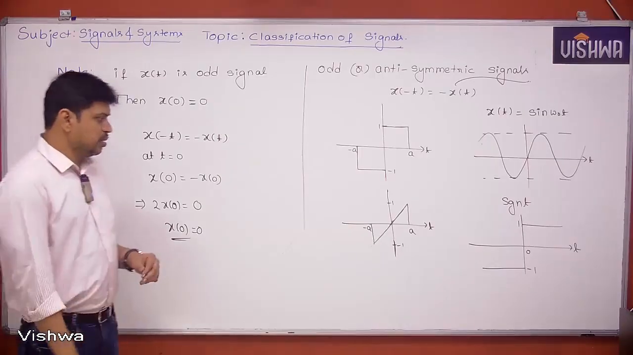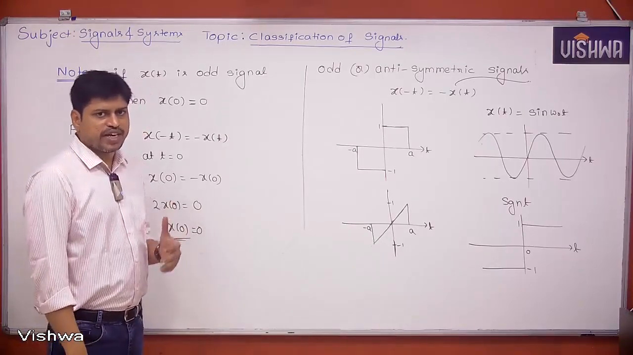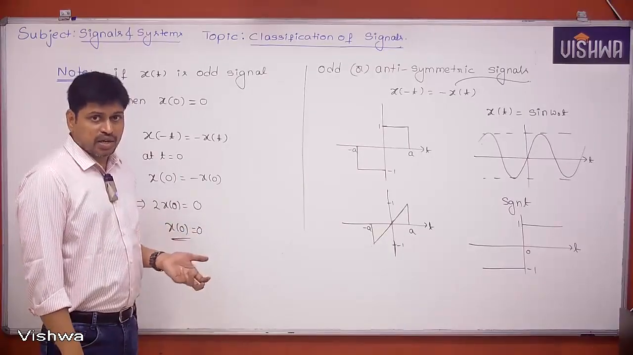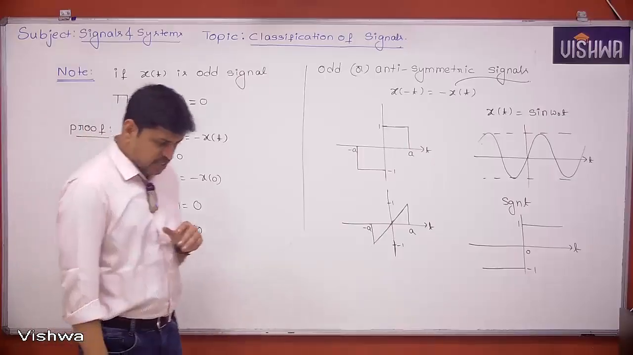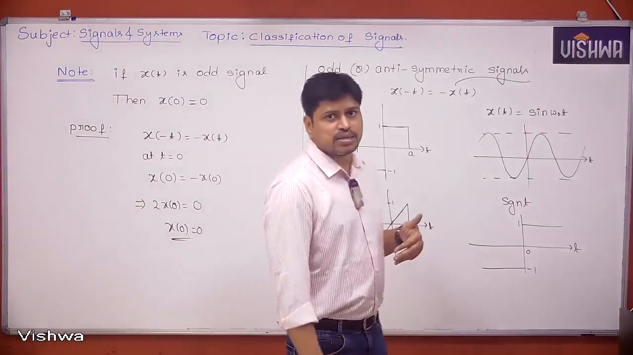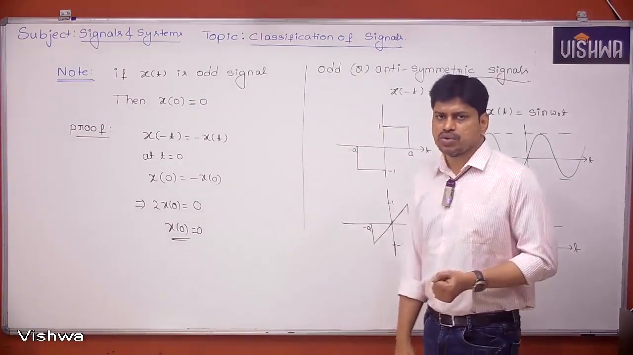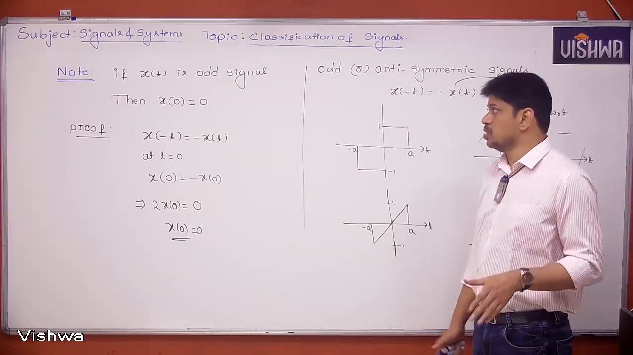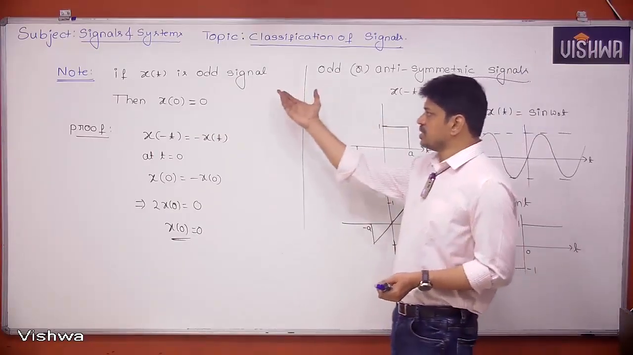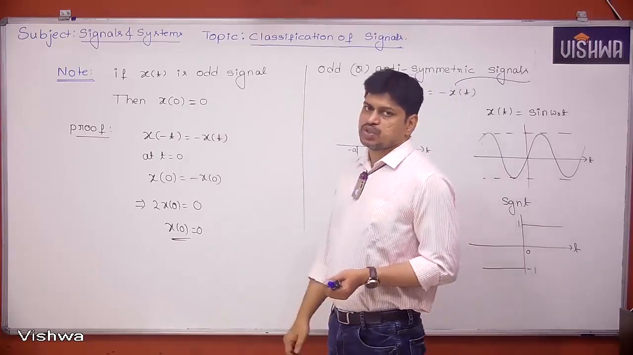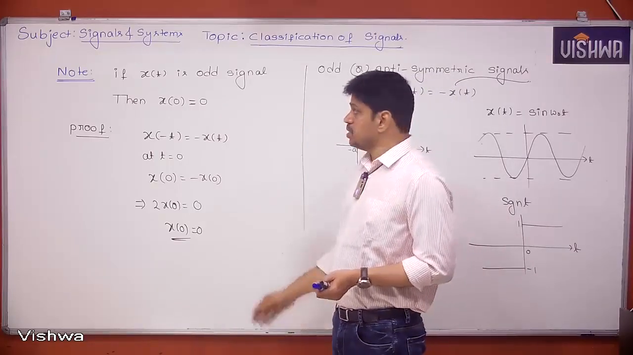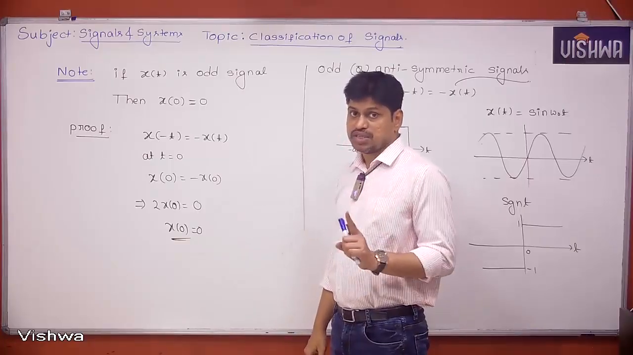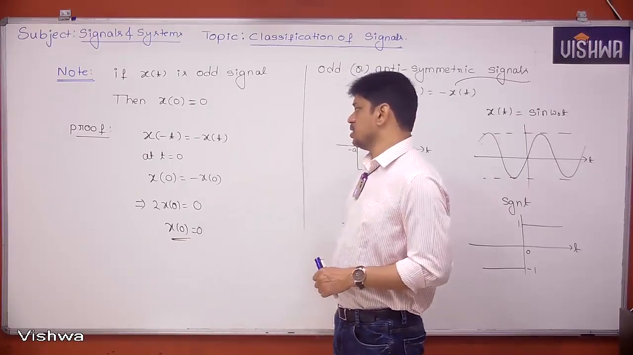That doesn't mean that, suppose every time the signal value is equal to 0 at t equal to 0, can I say it is an odd signal? No. It is not like that. If it is an odd signal, then at t is equal to 0, its value is equal to 0. Converse is not true. Remember, converse is not true. If x of t is an odd signal, then only x of 0 is equal to 0. That doesn't mean that if x of 0 is equal to 0, then the signal is an odd signal. No, converse is never right.